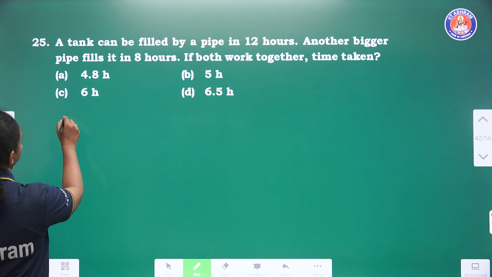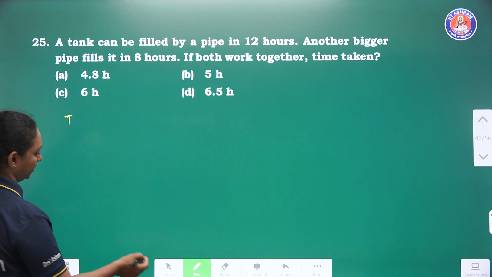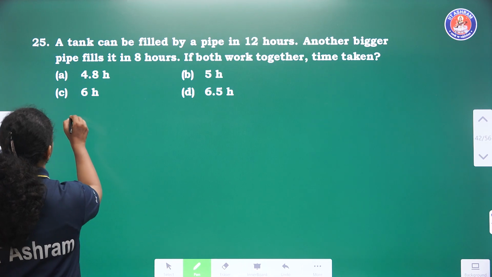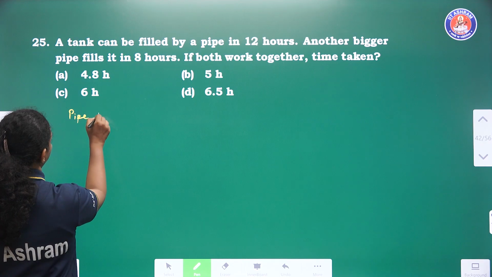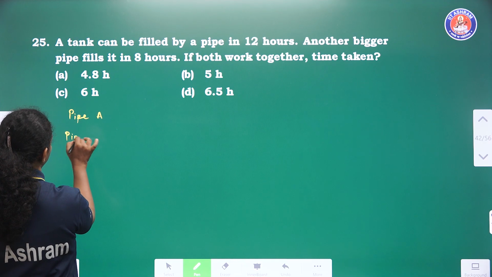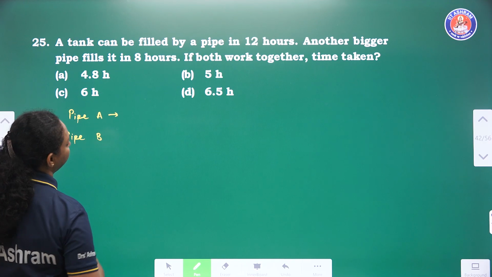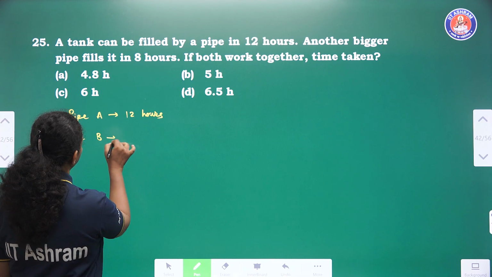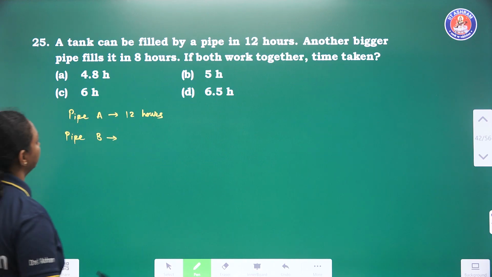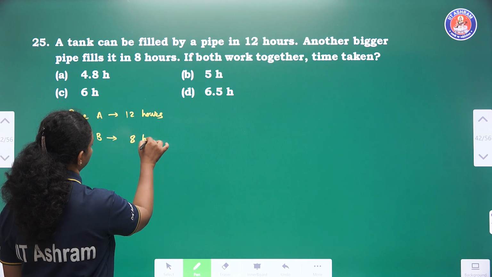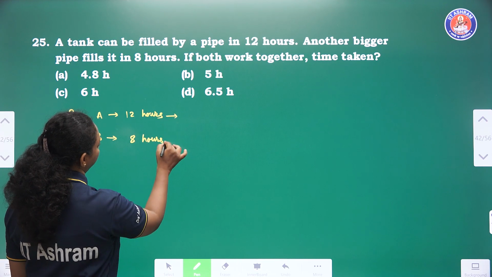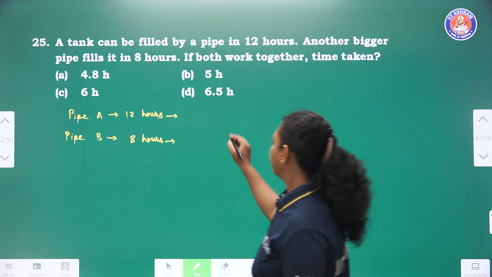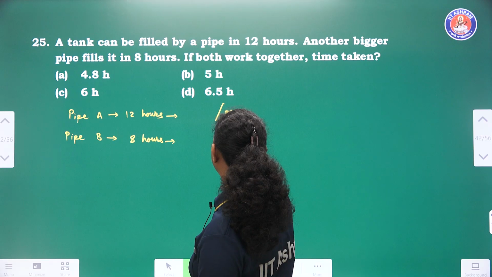So, the first pipe, just write that pipe A and pipe B. Pipe A fills the tank in how many hours? 12 hours. And pipe B fills the tank in 8 hours. So how much part of the tank is filled by them per hour? We just find that per hour.